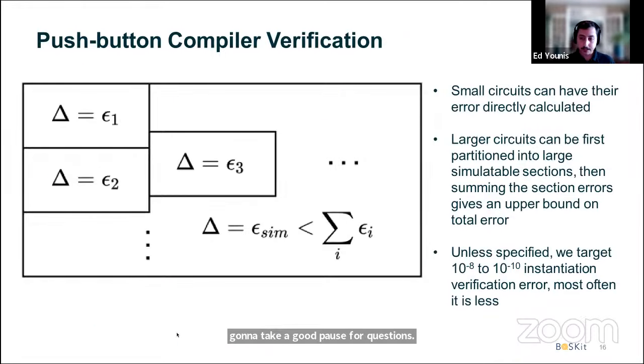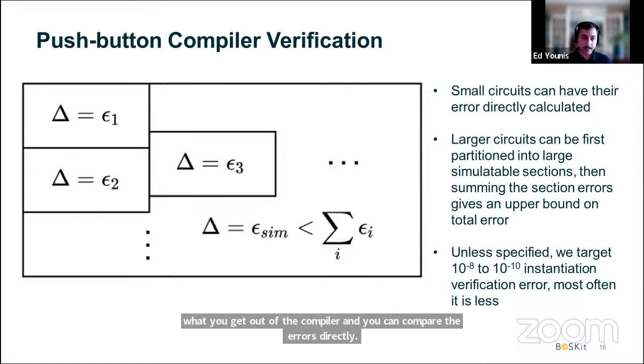So, I think the question came up a little bit earlier. We have push button compiler verification within BQSKit. These workflows lend themselves to being verified in a very nice way. Here's how it works. You can take small circuits up to simulatable sizes on classical hardware. You can calculate their unitaries from the ideal and what you get out of the compiler, and you can compare the errors directly. But how do we handle large circuits?